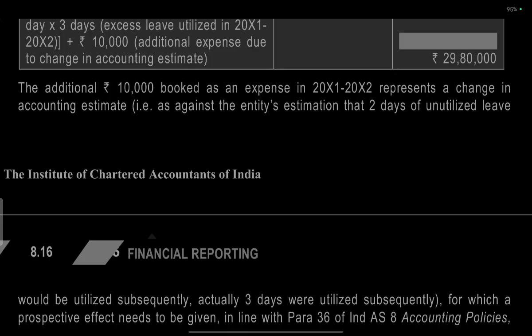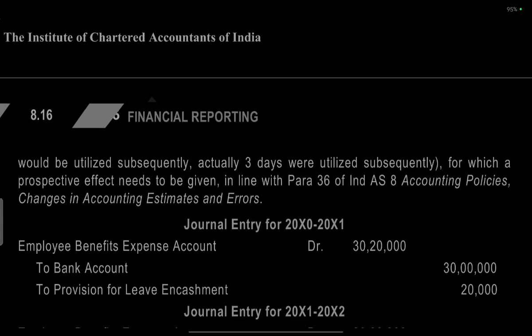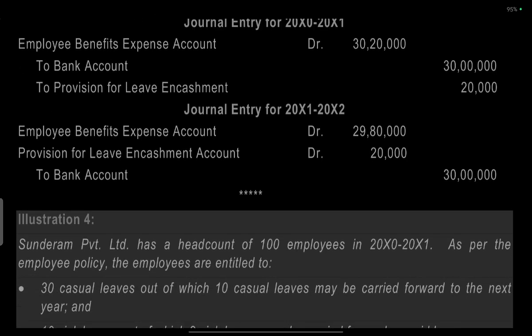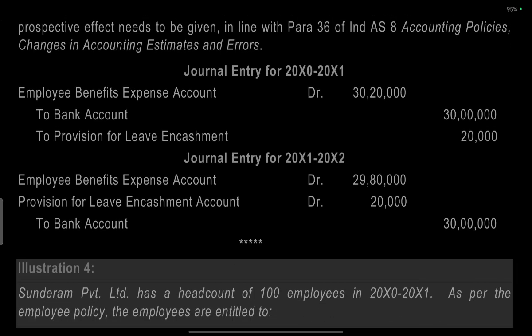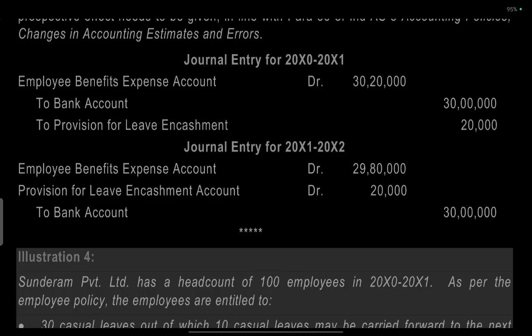Expenses are a result of a change in the accounting estimate. So employee benefit expense 30 lakhs to bank 30 lakhs, employee benefit expenses 30 lakhs.